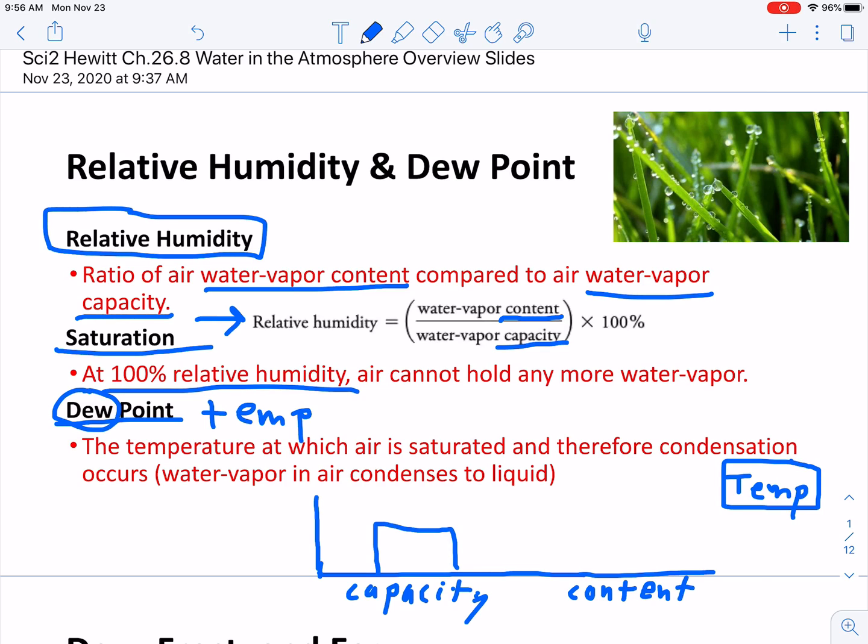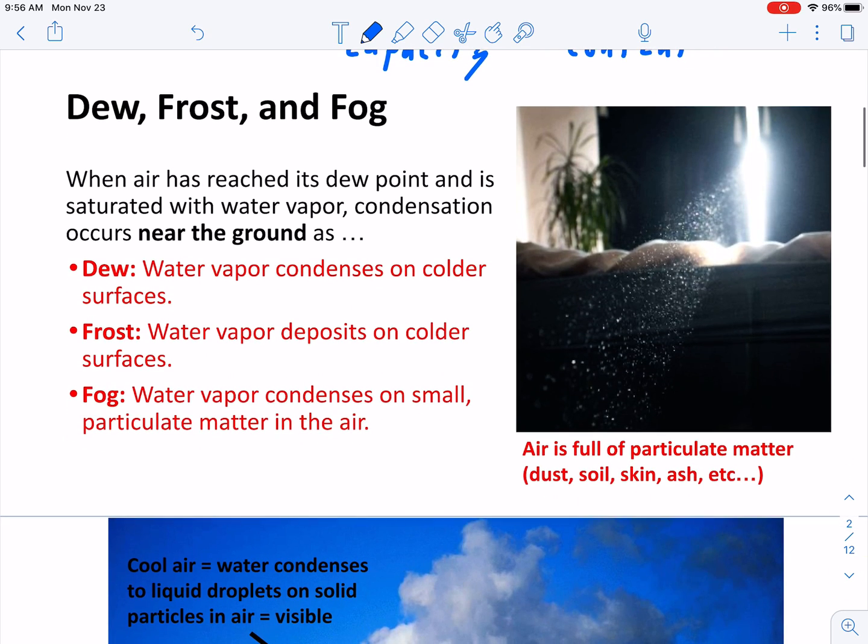So in the morning, when you go to your car or you walk around your yard, there's lots of dew everywhere. But by the afternoon, once the sun's out and things warm up, all that dew is suddenly gone again because the air has once again increased its capacity and therefore can take in more content, right? Can get more of the water up inside of it.